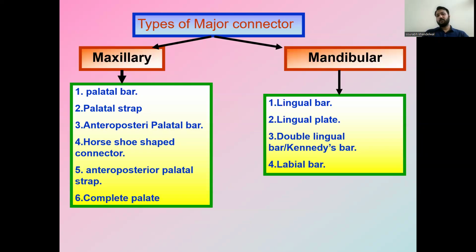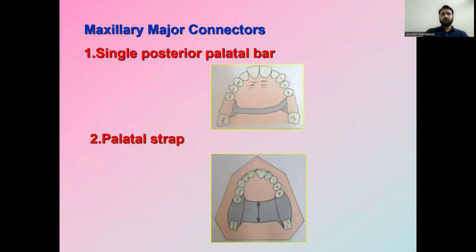Then there are types of major connector. So we are having separate major connectors for separate arches. For maxillary, there are almost 6 major connectors. For mandibular, there are 4 major connectors. So what are they? First, let's take a look at maxillary major connectors. The first one is single posterior palatal bar. As the name suggests, there is only a single bar-like thing which is placed posteriorly on the palate.